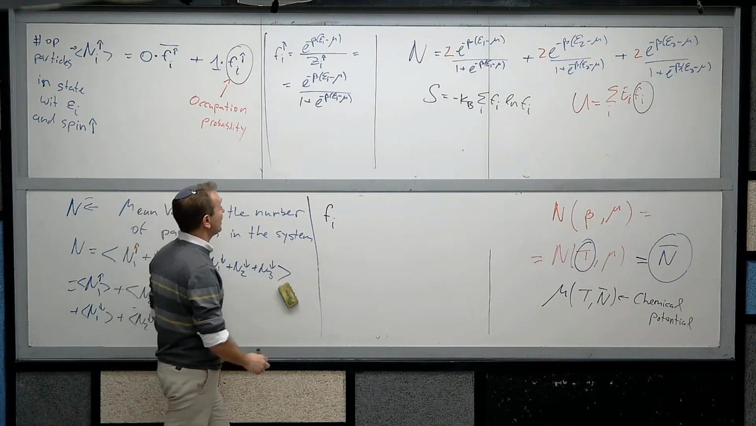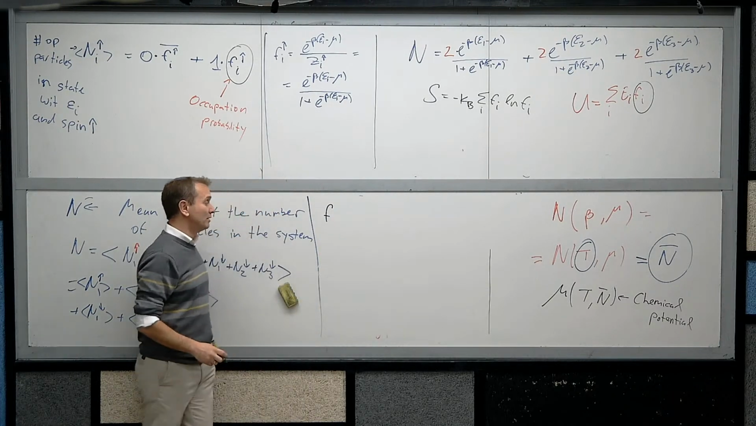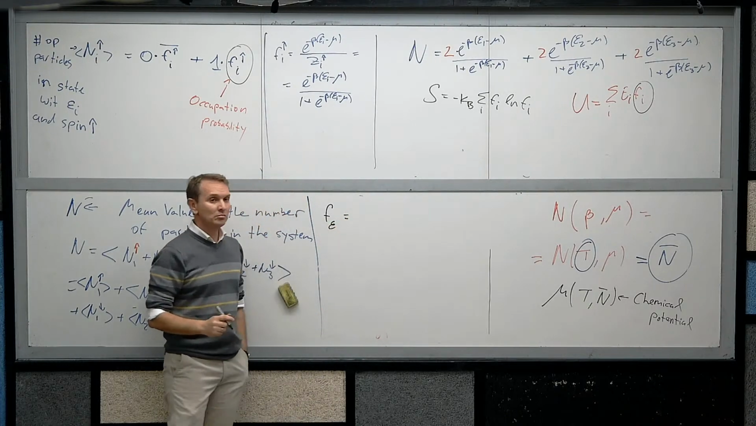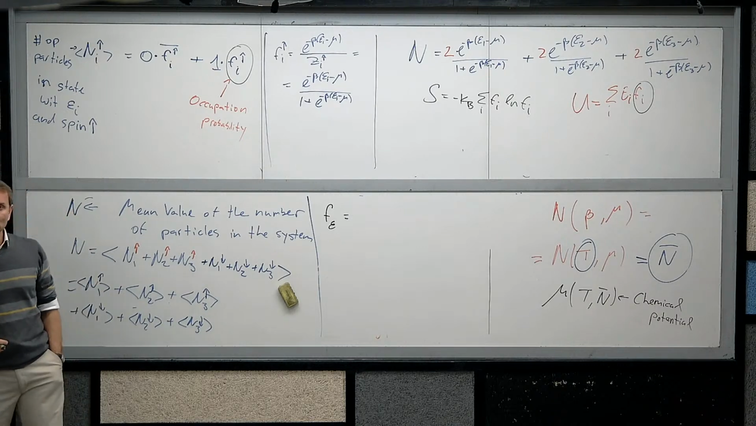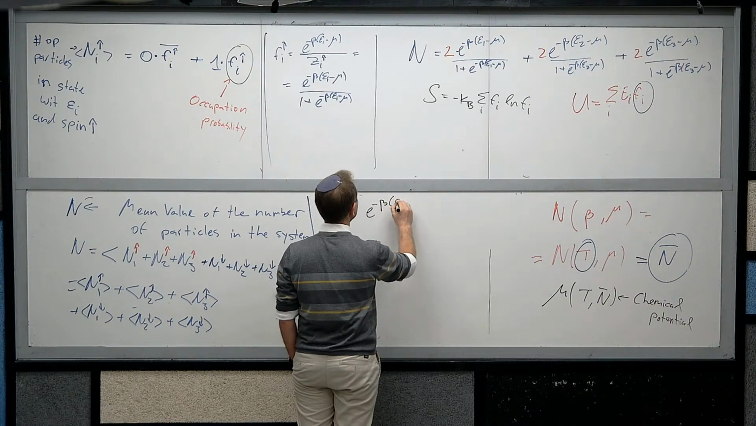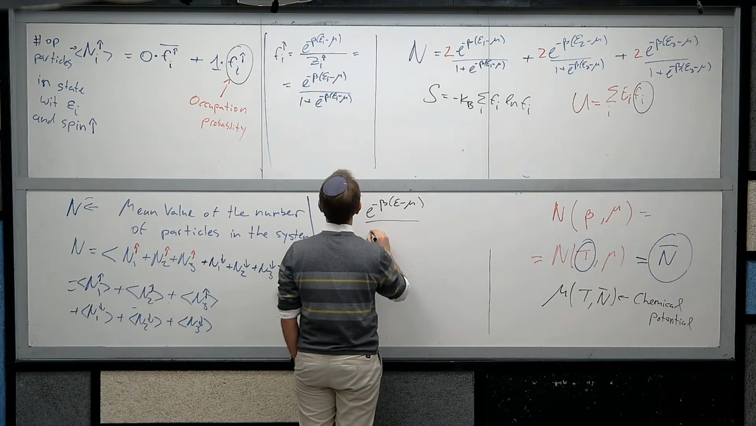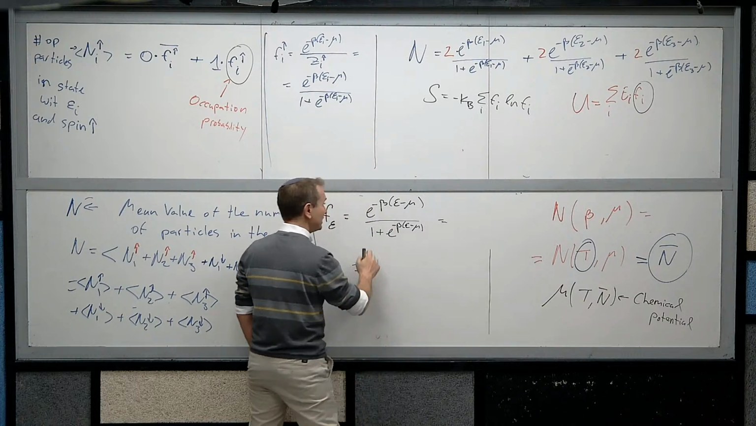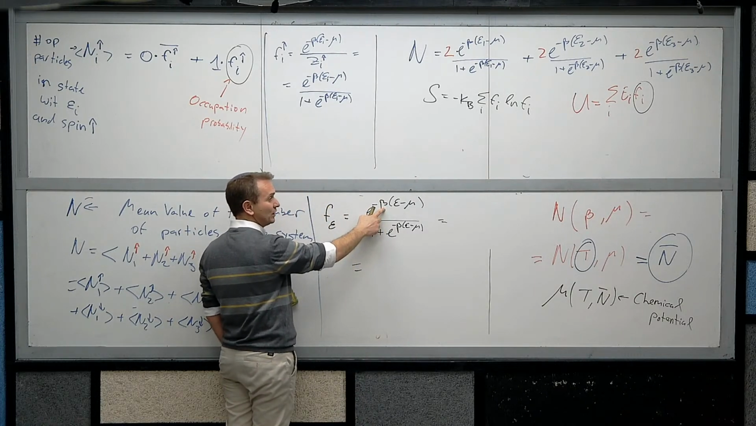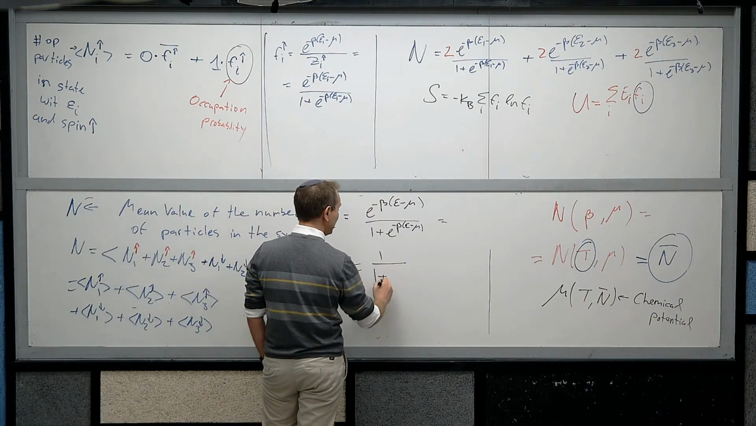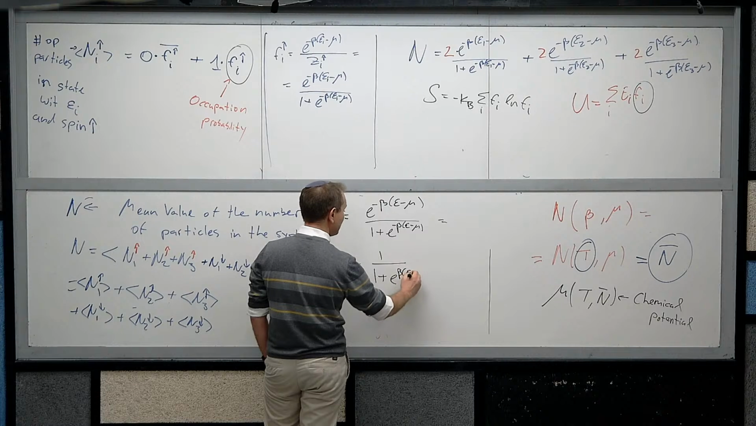So I want to study f, let's call it f of epsilon. Epsilon can be epsilon 1, epsilon 2, epsilon 3, which is e to the power minus beta epsilon minus mu, divided by 1 plus e to the power minus beta epsilon minus mu. And it's easier to write it down because when I take this part from the numerator and push it inside the denominator, I have 1 over 1 plus e to the power beta epsilon minus mu.